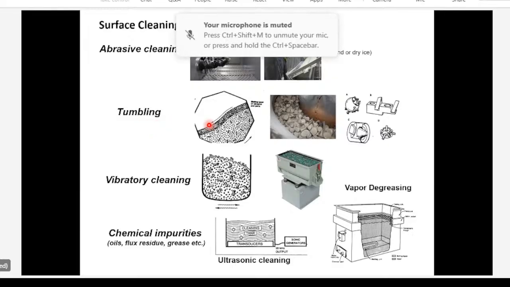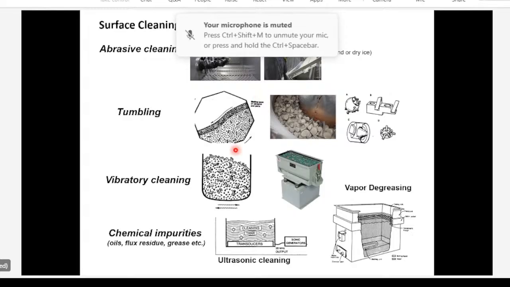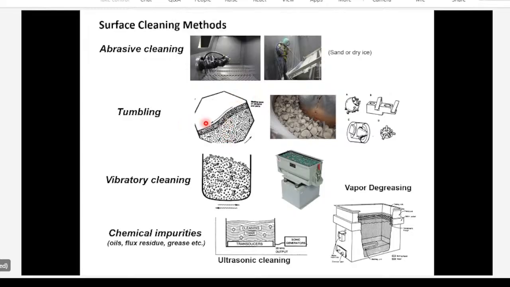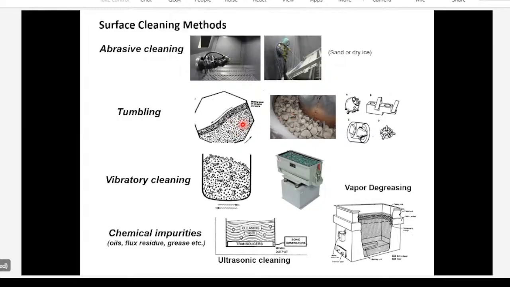Tumbling is another surface preparation method where we use an abrasive medium and parts to be cleaned inside a rotating drum or tumbler. But obviously you don't want to fill the tumbler completely. There should be enough room for this kind of relative motion to take place between the work and the abrasive. And the relative amount of abrasive and the workpiece have to be controlled.